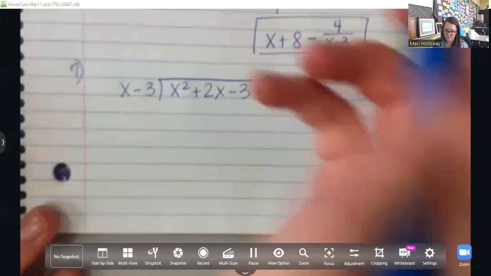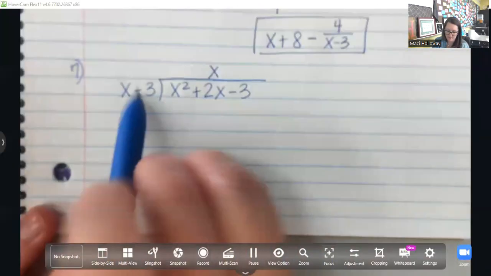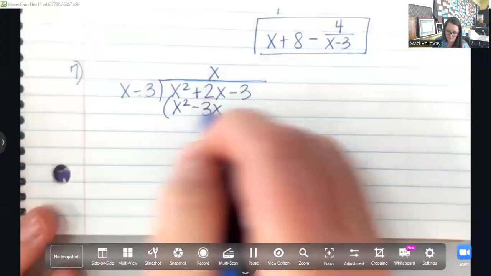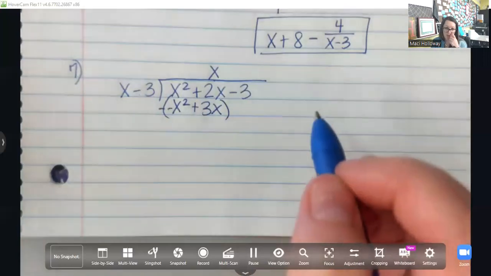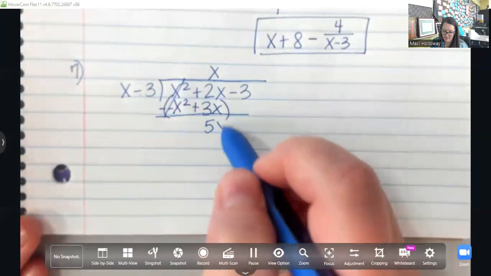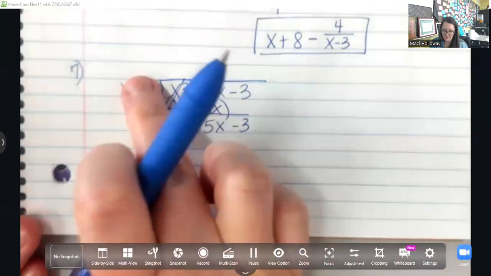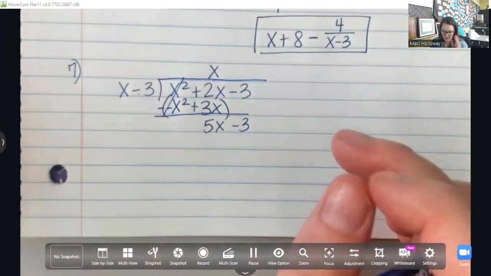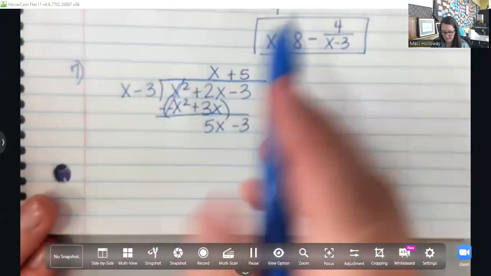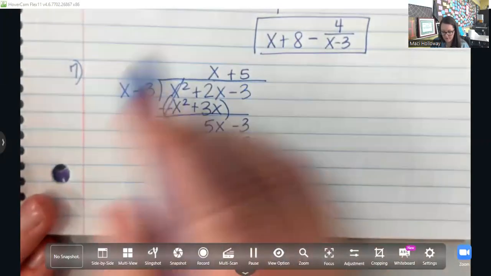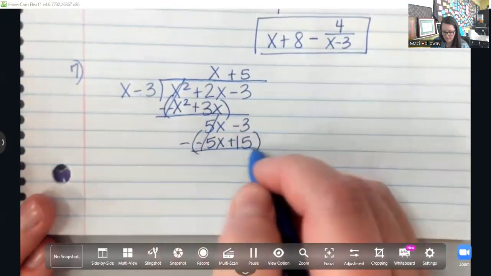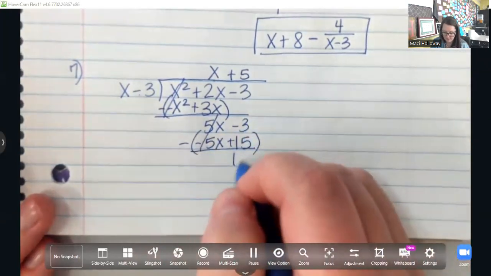X times what is x squared? It's times x. So x times negative 3 is negative 3x. X times x is x squared. We're going to subtract those, which switches our signs. And it cancels our x squares, and then we have a 5x minus 3 here. So x times what is 5x? It's going to be a 5, positive 5. 5 times negative 3 is negative 15. And 5 times x is 5x. So we'll subtract to eliminate. Those cancel. Add my 3 and 15, and we get 18.